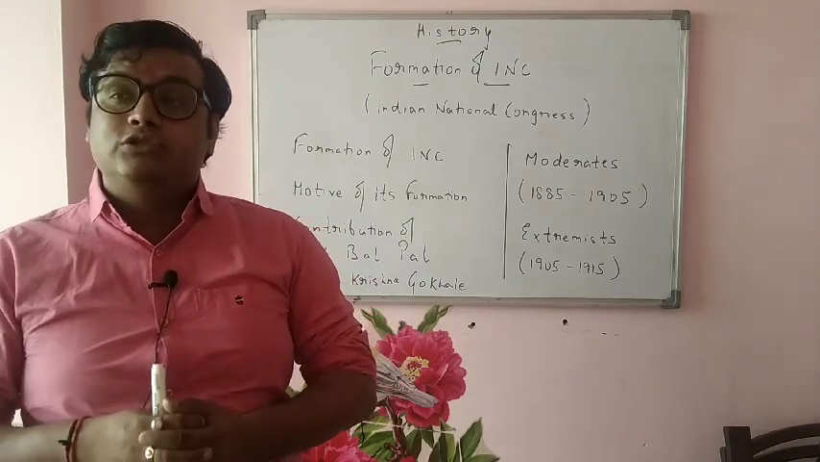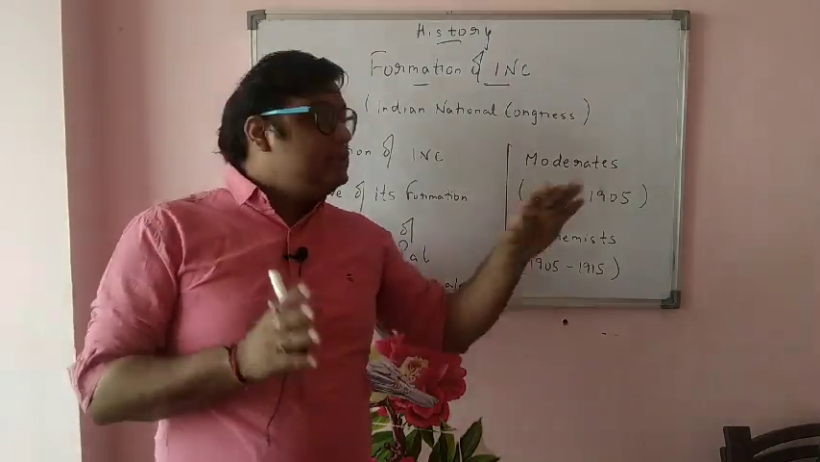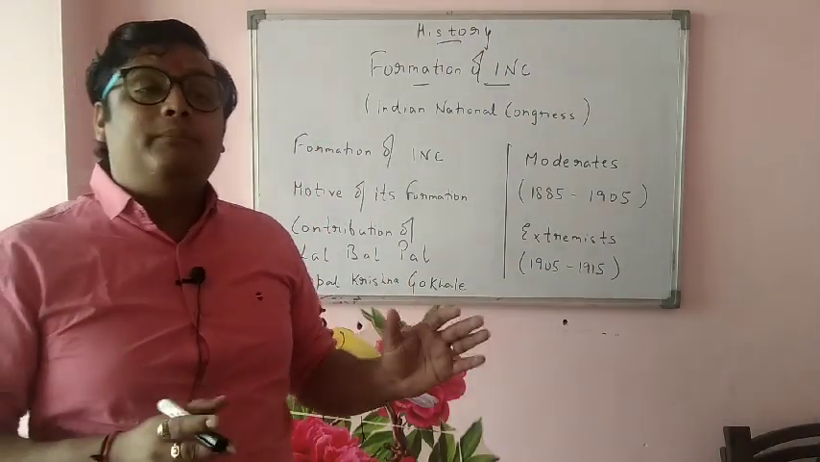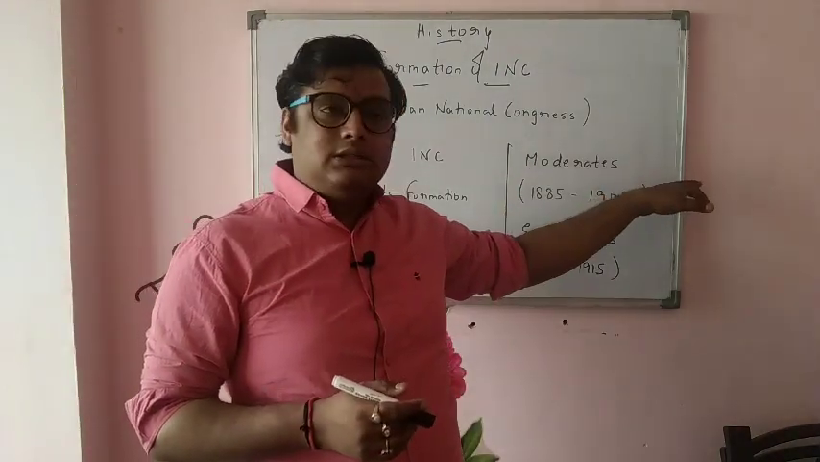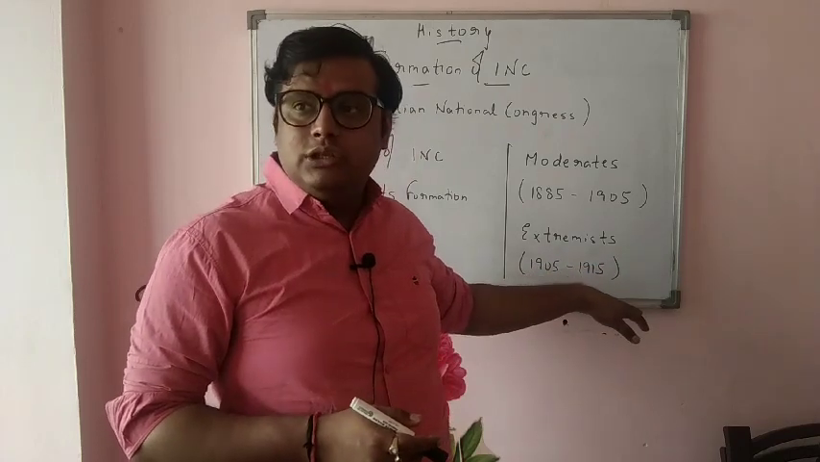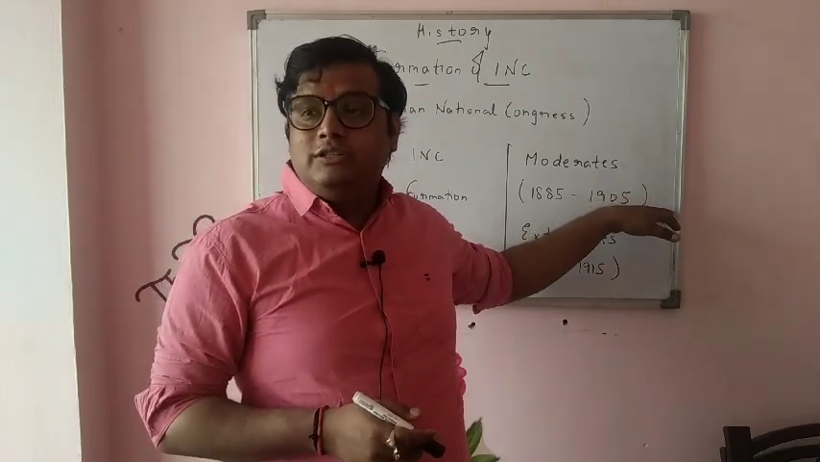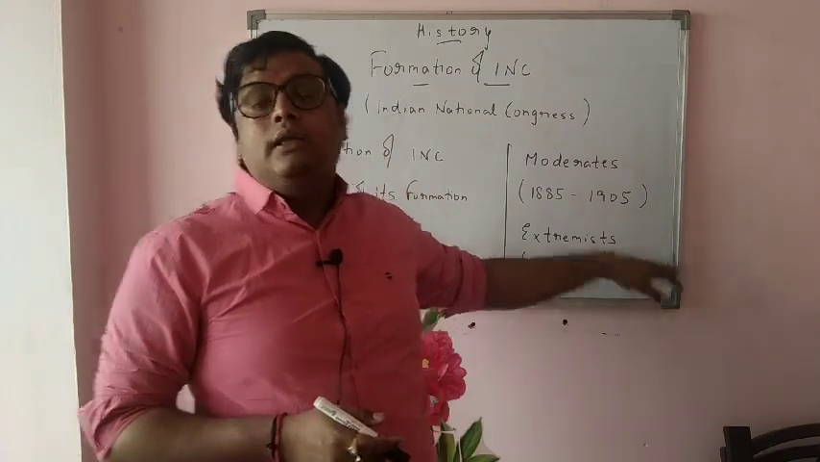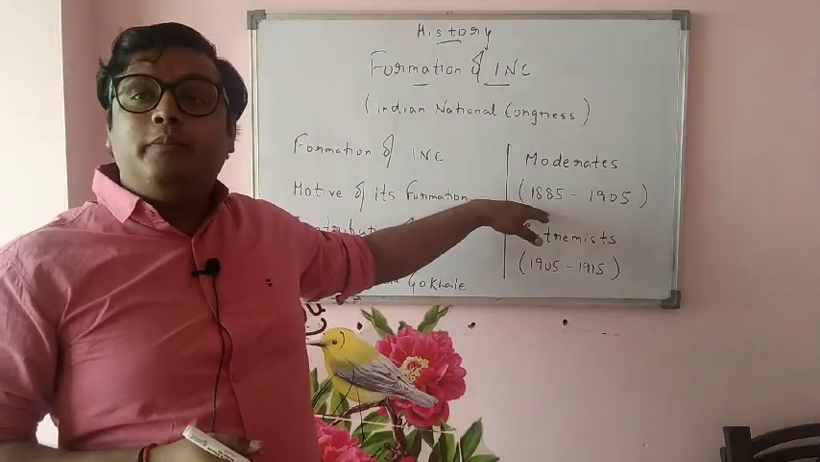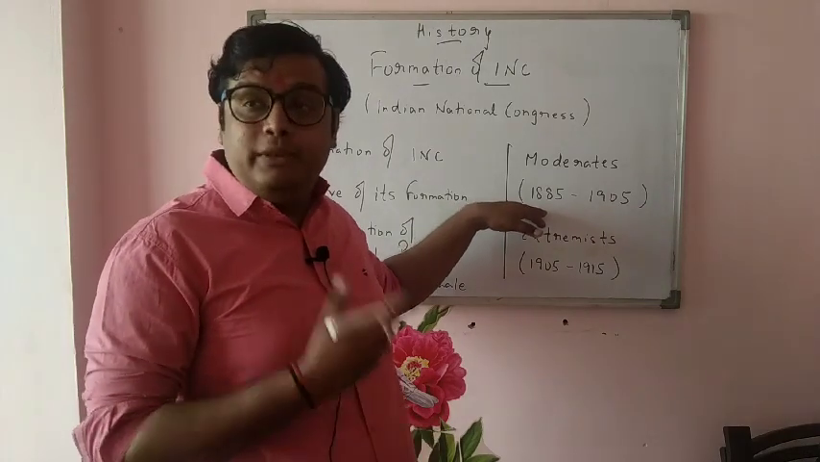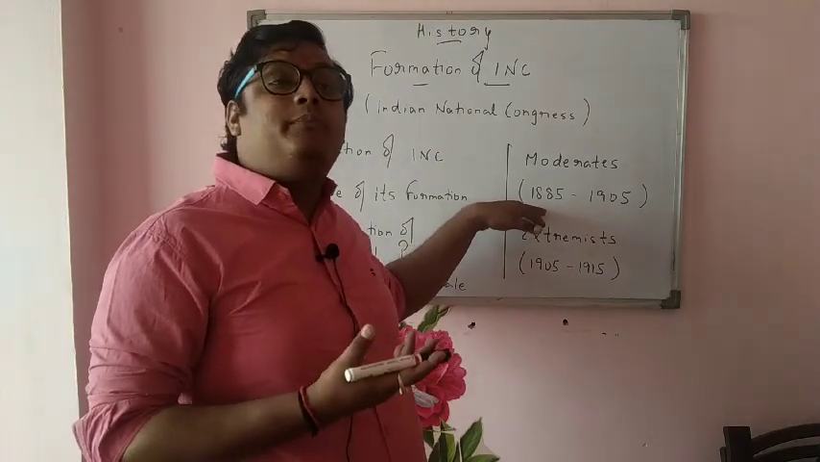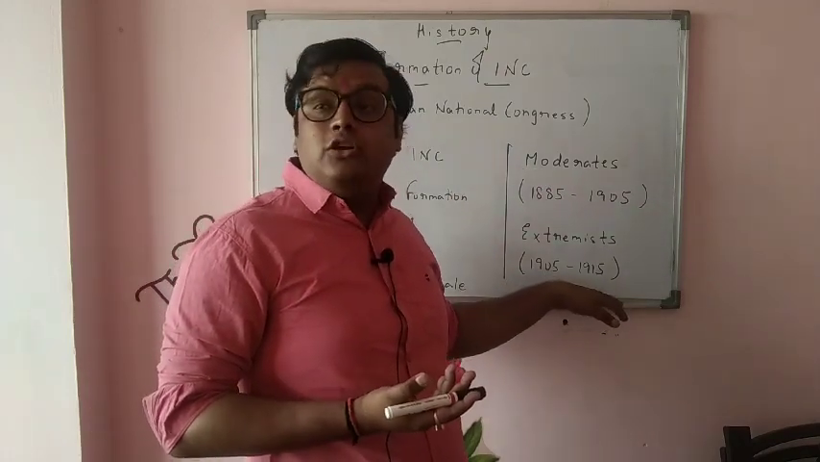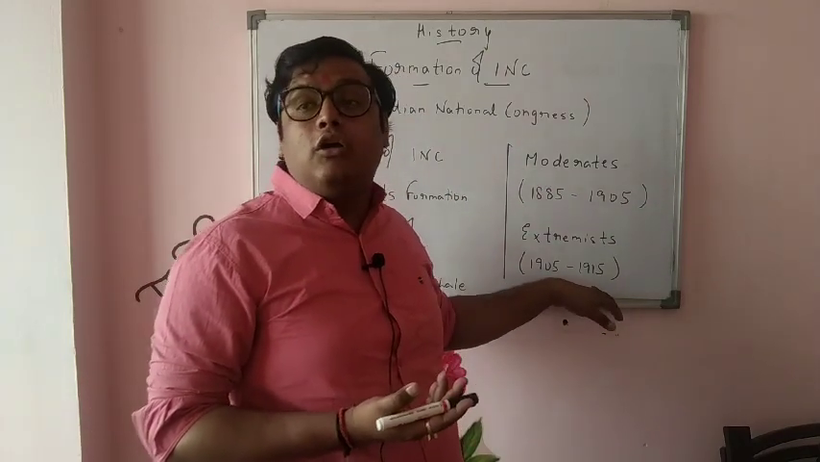Don't get confused with that. Now, I hope this moderates and extremist portion is clear. Moderates were basically pro-British; they wanted the Britishers to stay in India. Extremists were anti-British; they did not want the Britishers to stay in India. Moderates adopted the policy of the three P's: prayer, petition, and pleas, whereas the extremists adopted the policies of strikes, lockouts, and dharna.